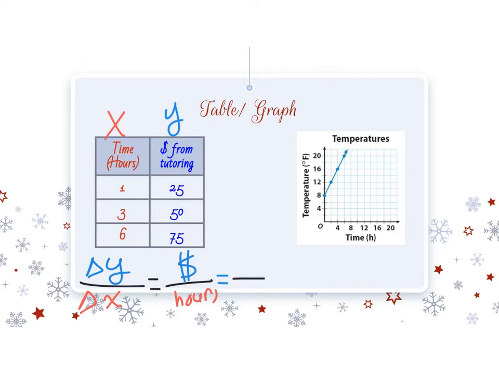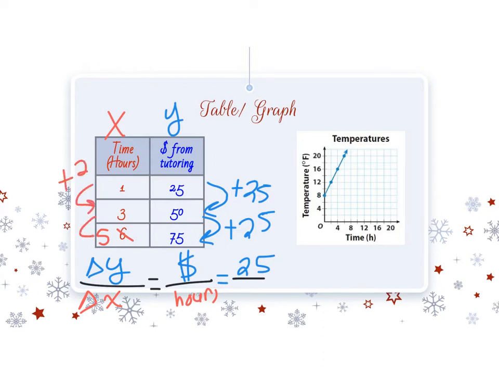So if we're looking at our y values, 25 to 50, that's plus 25, 50 to 75, that's plus 25. So our rate of change is 25. Now there is a mistake here on the hour side. This is supposed to be a 5. Sorry about that. So now let's find the change in the hours. From 1 to 3, that's plus 2. From 3 to 5, that's plus 2. So our change in hours is 2.